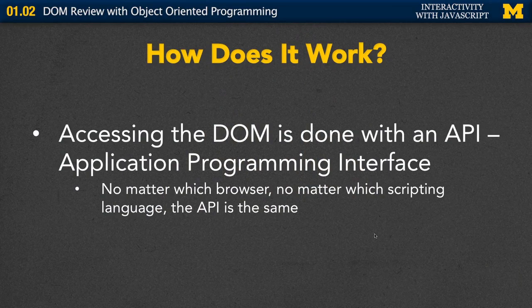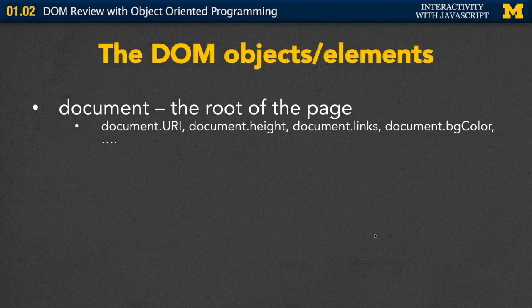No matter which browser you're using, Firefox, Chrome, different things like that, and no matter which scripting language you're using, in our case we're going to use JavaScript, the API is always the same. The way you interact is always going to be the same. And this is really important because it's nice to know that if you learn this, you won't have to learn something different later on.